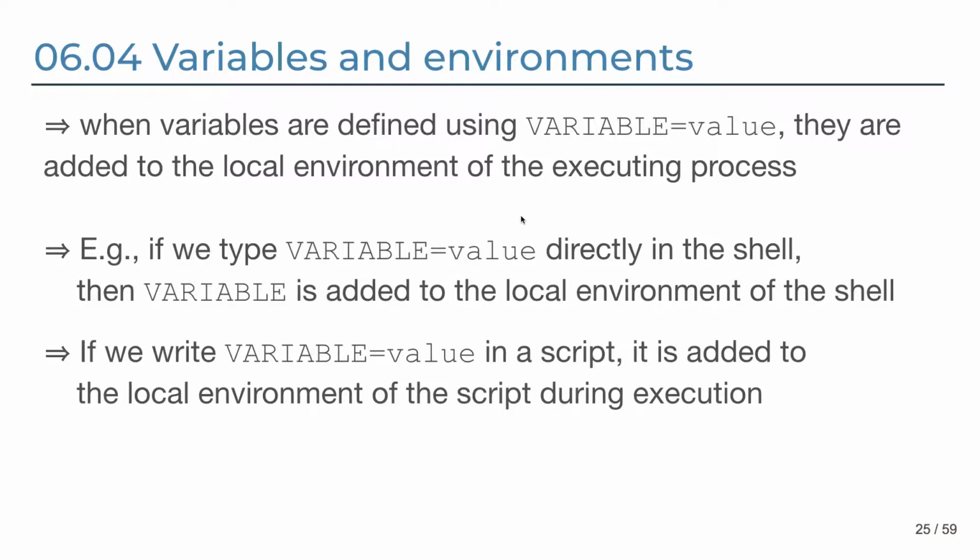The next question when it comes to variables is always where are they actually stored, or in which scope are they living? And so in Bash, we call scope the environment. So the environment is nothing else than the place where all variables are stored, like one specific name. So if we type, for example, just variable equals value directly in the shell, then a new variable with the name variable is added to the local environment of the shell. And the same goes when we write such a variable declaration in a script. We just have the variable added to the local environment of the script during execution.